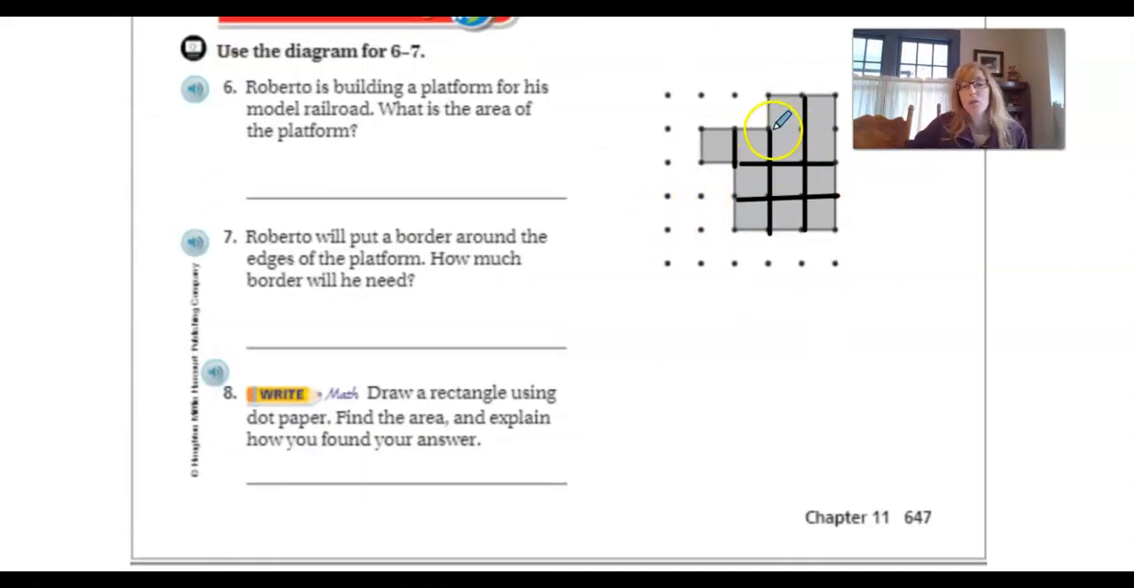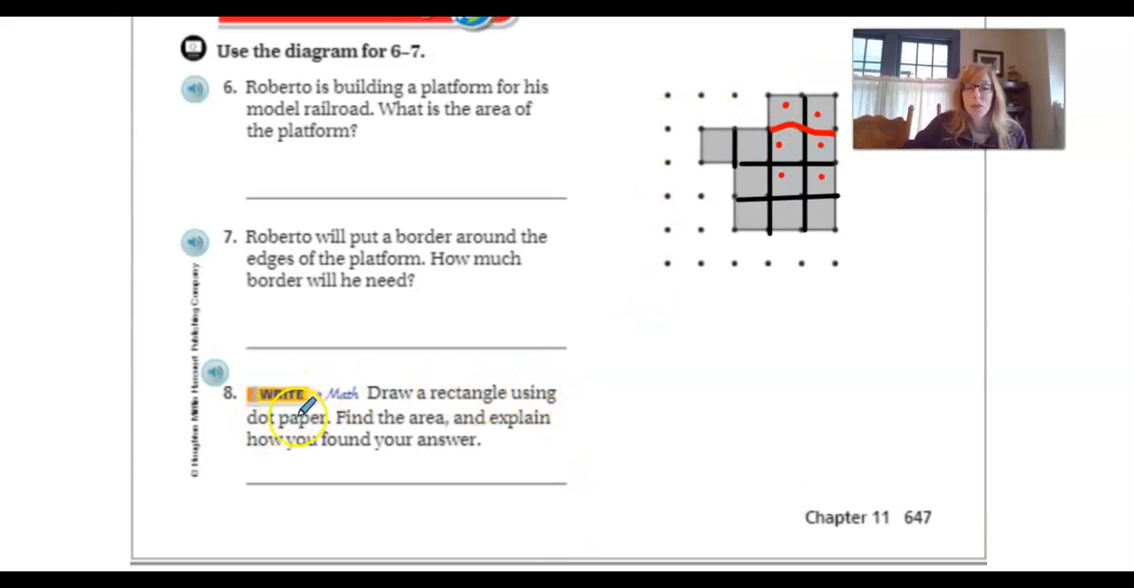All right, so over here, Roberto is building a platform for his model railroad. What is the area of the platform? Hopefully you went in and you counted all of these, okay, and you came up with 12 square units. Roberto will put a border around the edges of the platform. So now we're going around, the distance around. So hopefully you came up with 16 units.